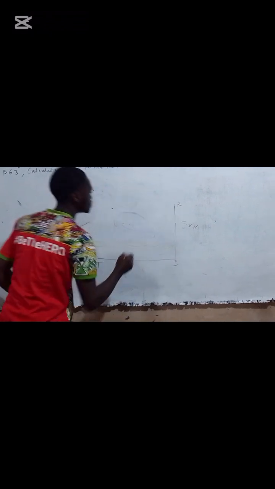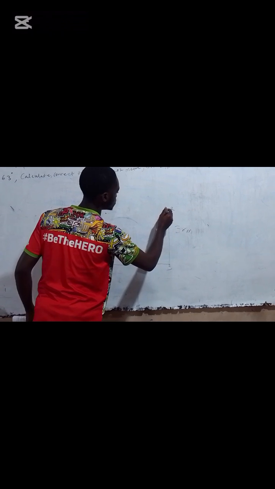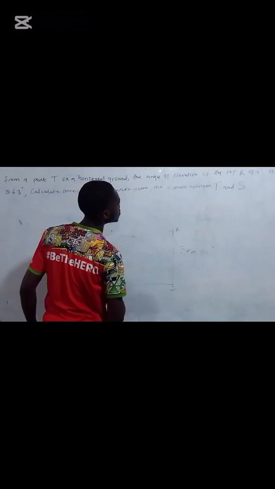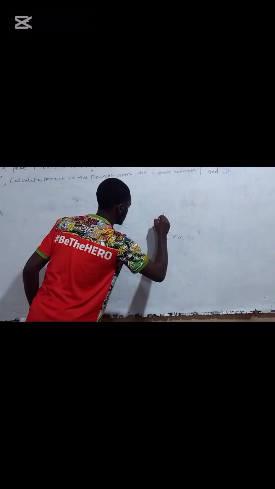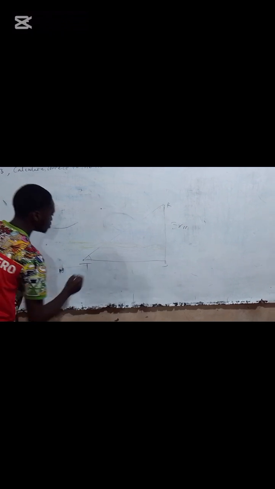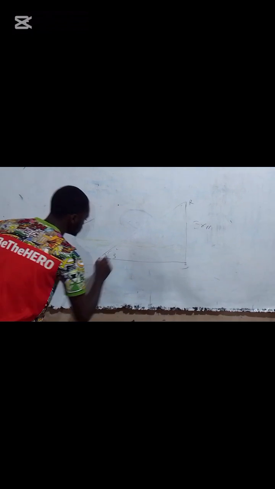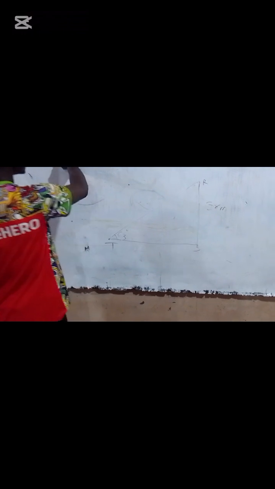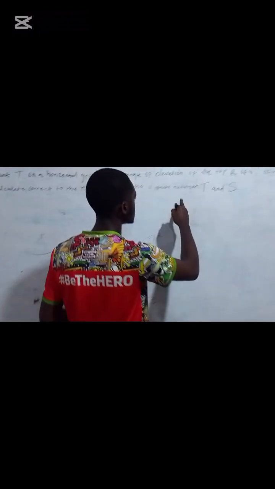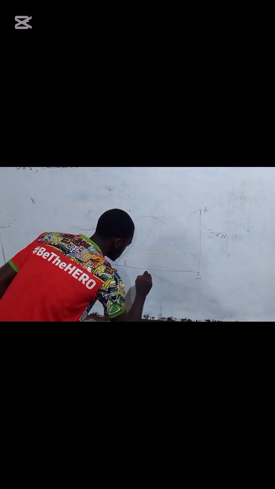It is on the same horizontal ground. The angle of elevation of R from T is this particular area, so this is our 63 degrees. Calculate, correct to the nearest meter, the distance between T and S. So this is T and this is S. We are looking for distance TS.